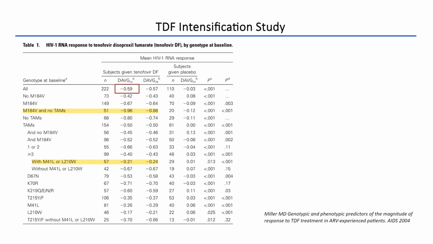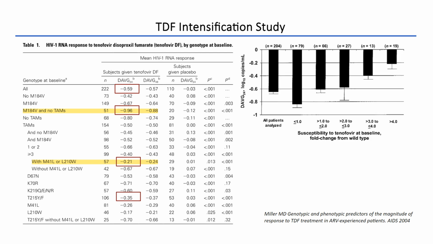It was particularly high in patients with M184V and no TAMs, 0.96 logs. It was low among those with 3 or more TAMs, particularly those containing M41L or L210W. These 2 mutations usually occur with T215Y, and in fact T215Y and F were also associated with the minimal virological response to therapy.